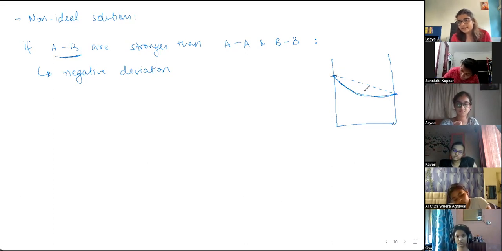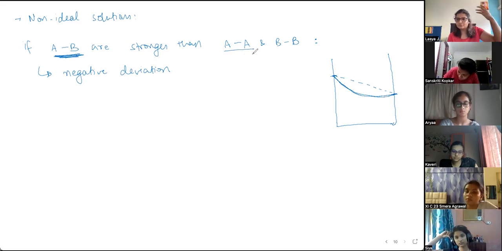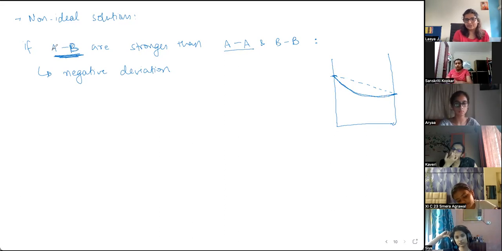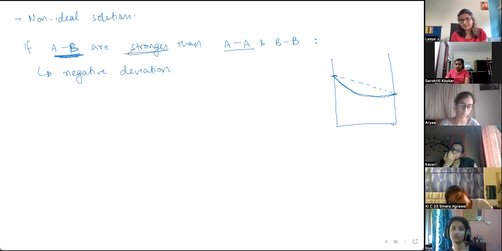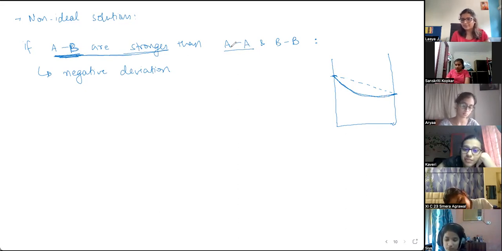And why are they lesser? Now, A and B interactions are stronger, right? So if it was just left as pure components A and B, then a certain quantity of them goes into the vapor phase. But after mixing, B is holding on to A tighter and A is holding on to B tighter, because these interactions are stronger. B is able to hold on to A molecules better than an A molecule was holding on to another A molecule.